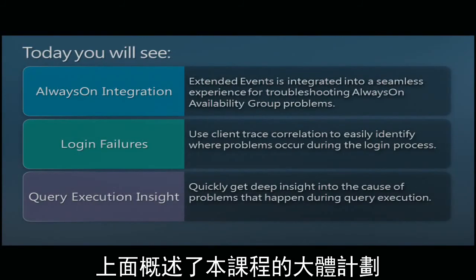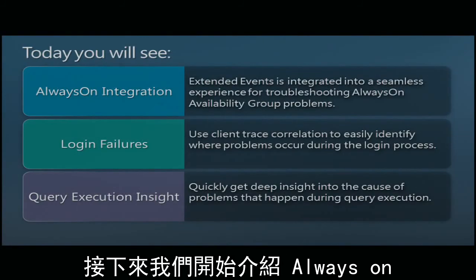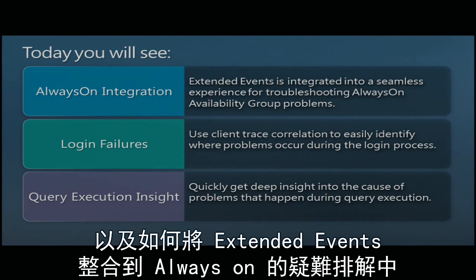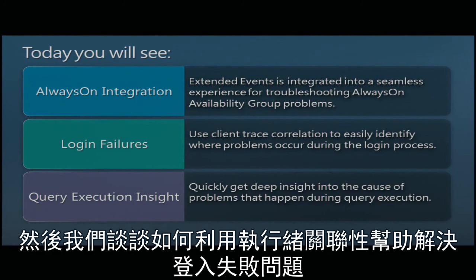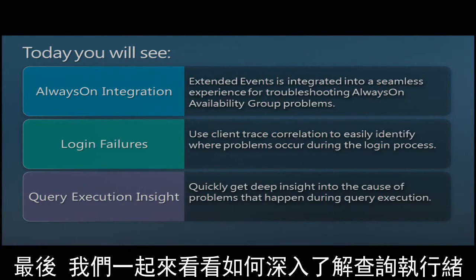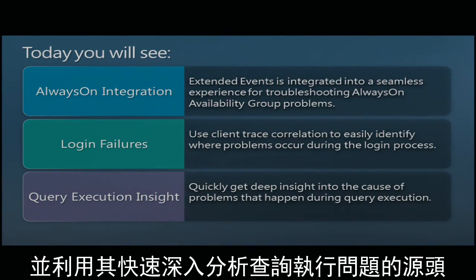Just a little roadmap for this talk. We're going to start off talking about Always On and how extended events is integrated into the troubleshooting experience in Always On. Then we're going to talk a little bit about how we can use correlation between processes to help troubleshoot logon failures. And then finally, we're going to go into how we get deep insight into the query execution process and use that to quickly dig into the cause of a problem with the query execution.